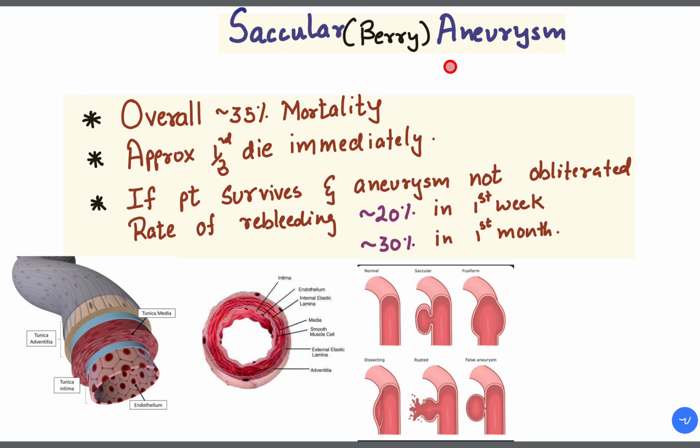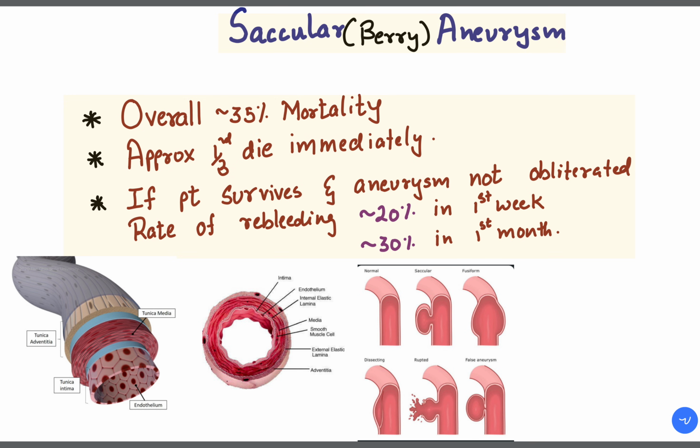For a berry aneurysm to form, it must contain all the layers of the arterial wall. Hence, if you look at this image, this is a saccular aneurysm being shown. There is an outpouching containing all the layers of the artery. As I said, risk factors such as hypertension, smoking, and genetic conditions can lead to weakening of the arterial wall, and a berry aneurysm can form.